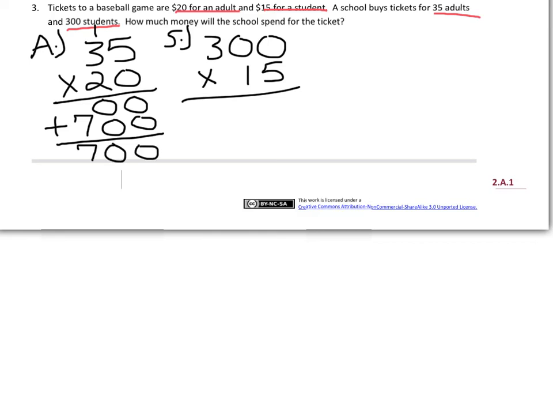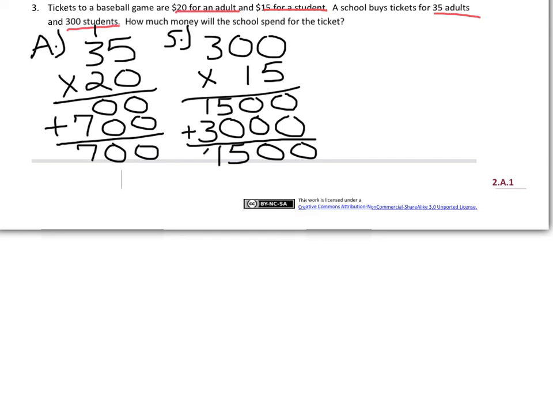Now let's take a look at the students. The students have 300 of them, and they are going at $15 per ticket. 5 times 0 is 0. 5 times 0 is 0. 5 times 3 is 15. Bring down a 0 as a placeholder as the 1 is in the tens place. 1 times 0 is 0. 1 times 0 is 0. 1 times 3 is 3. When I add this amount up, I get 0 plus 0 is 0. 0 plus 0 is 0. 5 plus 0 is 5. 1 plus 3 is 4.